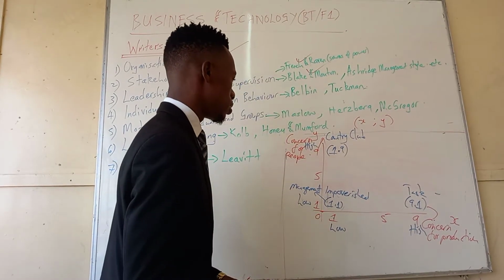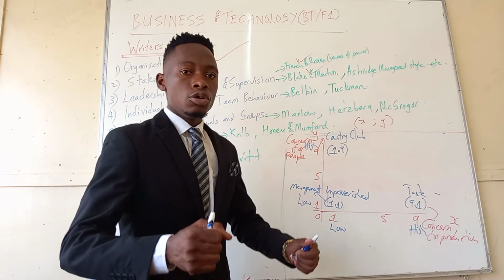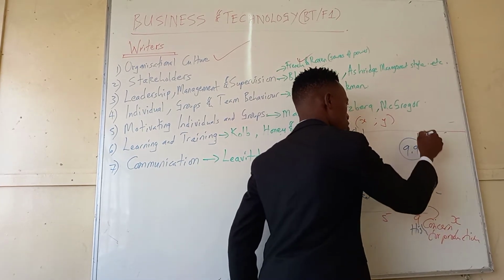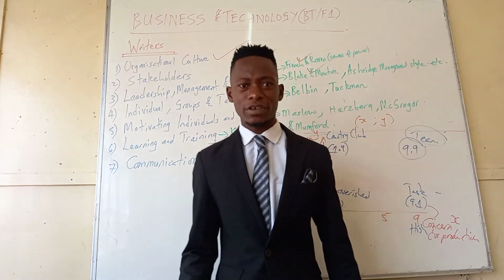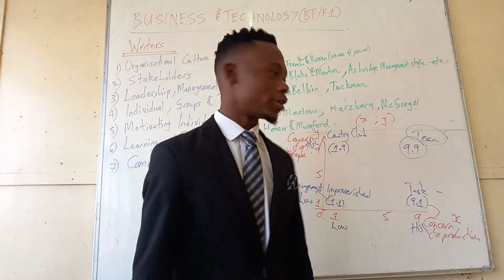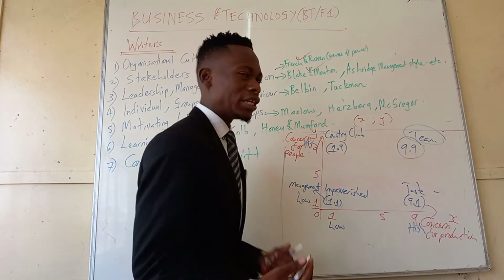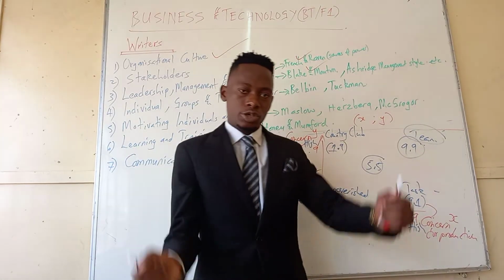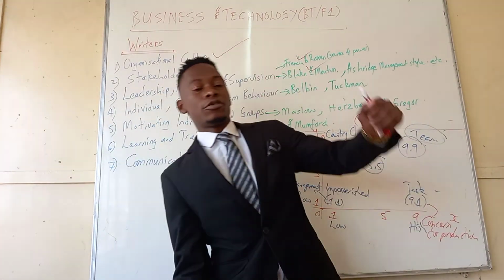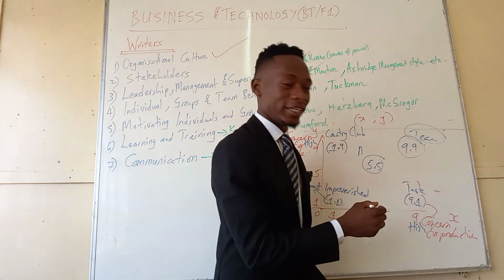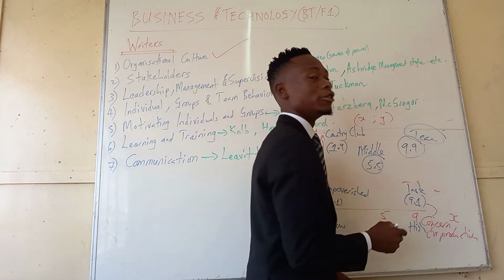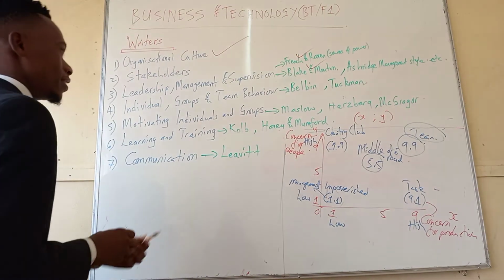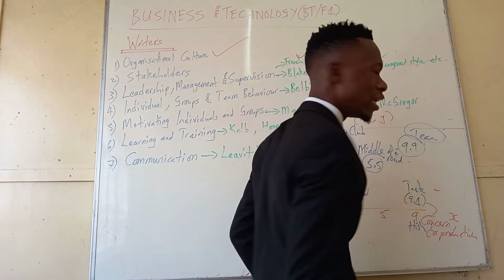So what we need, imagine you having high concern for production, high concern for people. You'll be at 9.9. You'll be working as a team, now you have a team. Because there is a difference between a team and a group. All right. But what we expect, what we need, is if you're able to balance the two, the concern for production and the concern for people, that would be great. And you call it middle of the road. That's it.